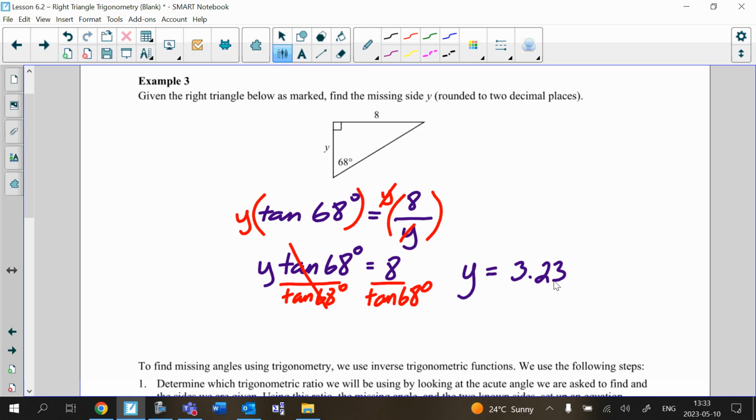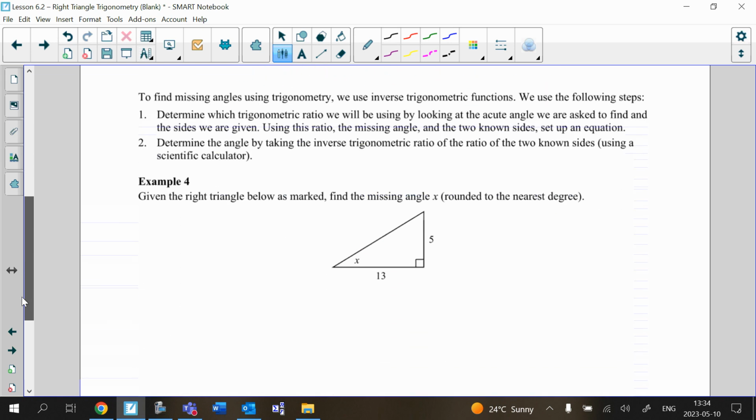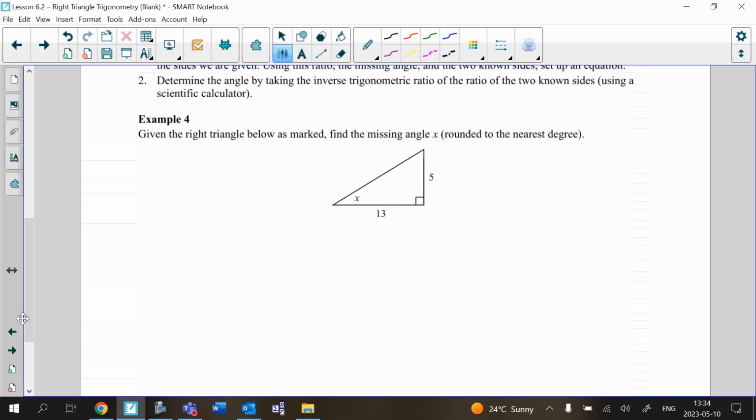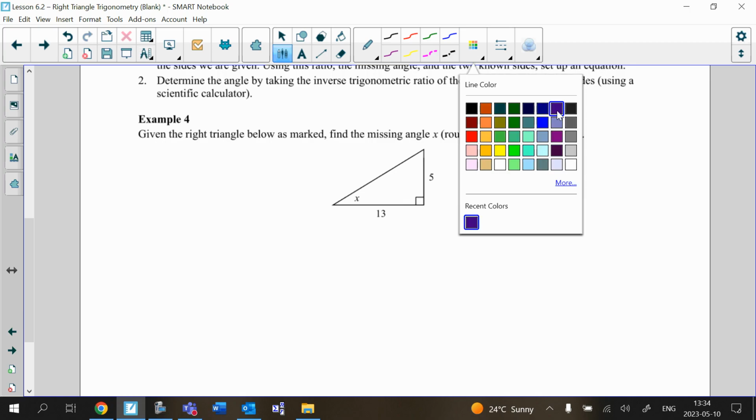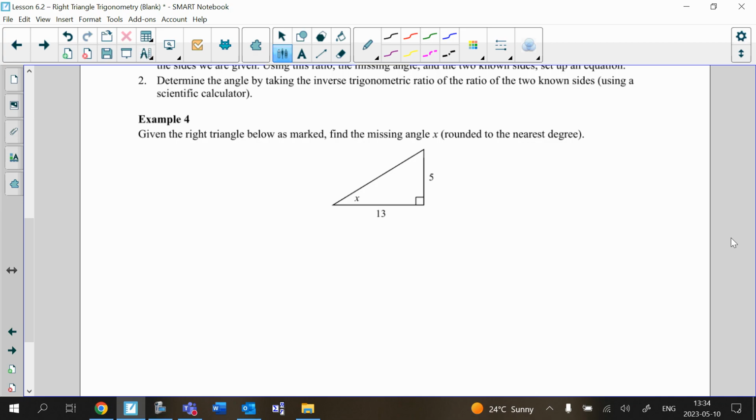Okay, the third situation, when you know both the sides, but the angle's unknown. So like this. We're still going to set up our trig equation, but it's going to look a little different. What's the acute angle I'm dealing with? It's the one called x. What's the name of this side, the 5, in relation to x? Opposite. And this side, adjacent, which tells me I'm going to use tan of the angle, which is just x, equals opposite side 5 over adjacent side 13.